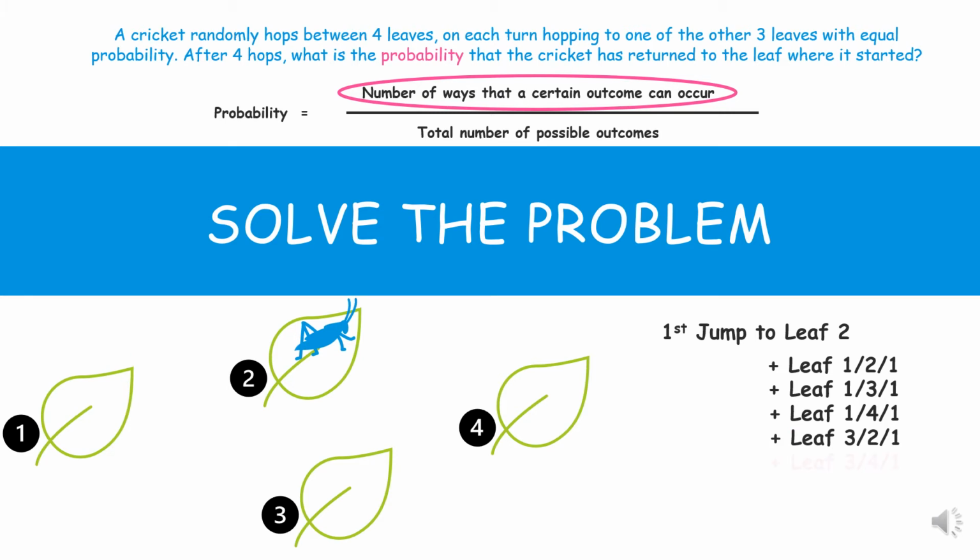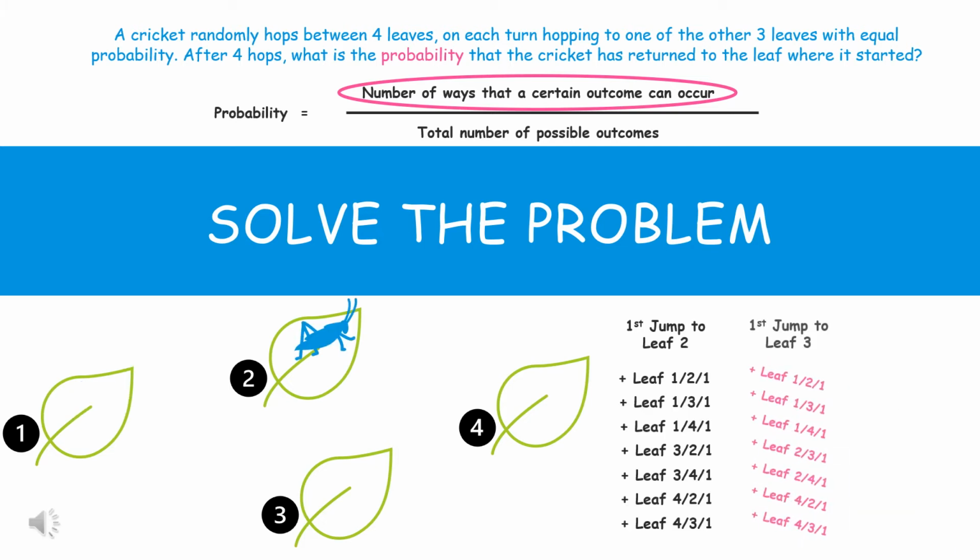Or maybe to leave 3, to leave 4, and then back to leave 1. Or maybe it will jump to leave 4, back to leave 2, and then right back to leave 1. Last, it might go to leave 4, to leave 3, and then back to leave 1. We will enumerate like this until we have no other ways. We got 7 ways if the first stop is leave 2.